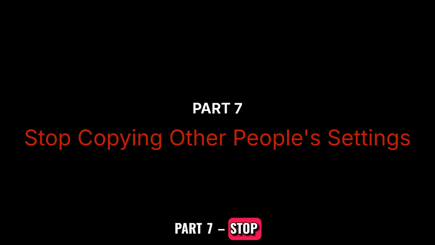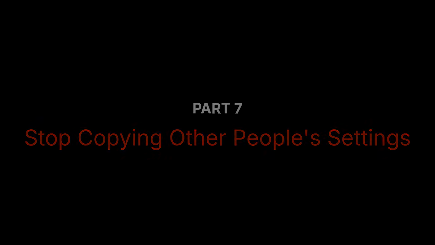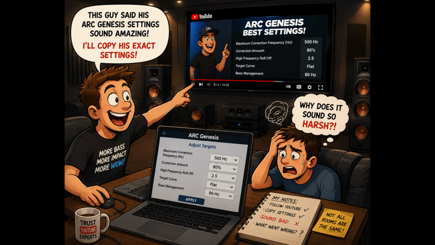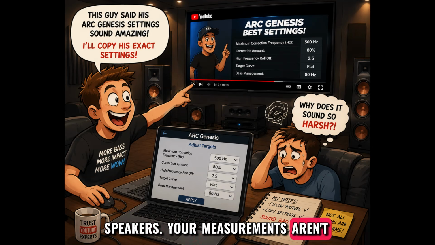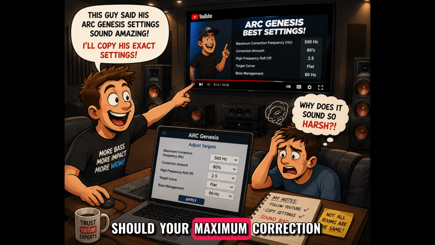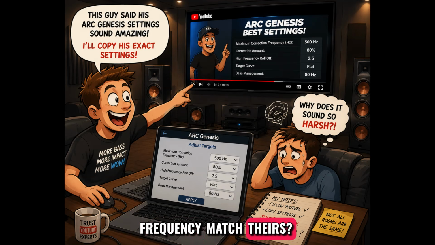Part 7. Stop copying other people's settings. This is where so many people go wrong. Someone online says, I use 500 Hz, so everyone copies 500. Someone else says, I only use full range, so everyone copies full range. But your room isn't their room. Your speakers aren't their speakers. Your measurements aren't their measurements. So why should your maximum correction frequency match theirs? It shouldn't. ARC Genesis is a measurement tool. Use the measurements. Don't guess.